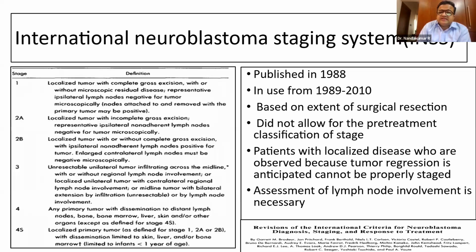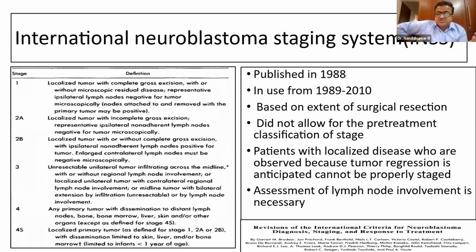Now, coming to the initial INSS, which is basically a surgical staging system, it is similar to what we see in adults as well, wherein you have a stage 1, which is completely excised. Stage 2 is a local disease, then stage 3 is a regional disease, and then stage 4 is a metastatic disease. The only drawback with this particular system was that it was an initial surgical system, and it did not give us the pre-treatment extent of the disease.